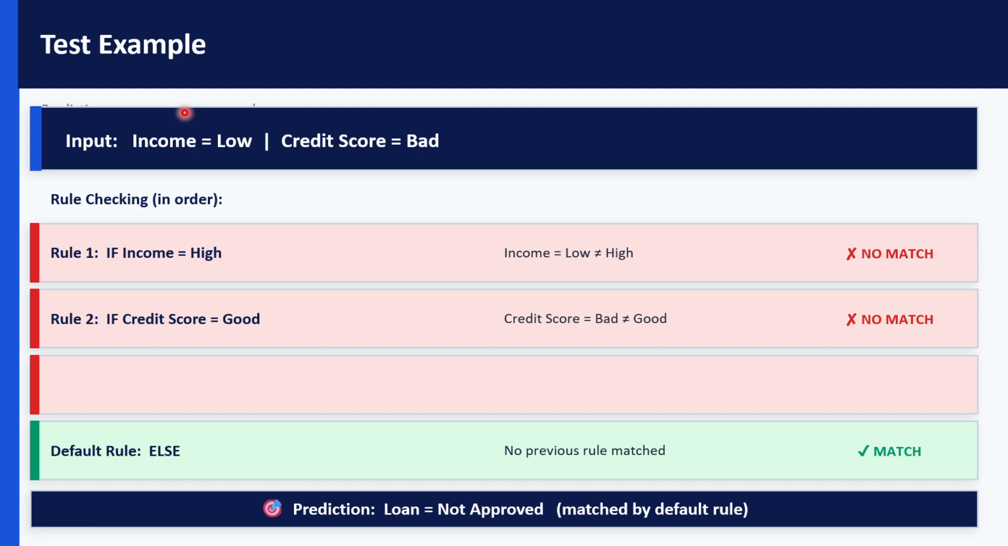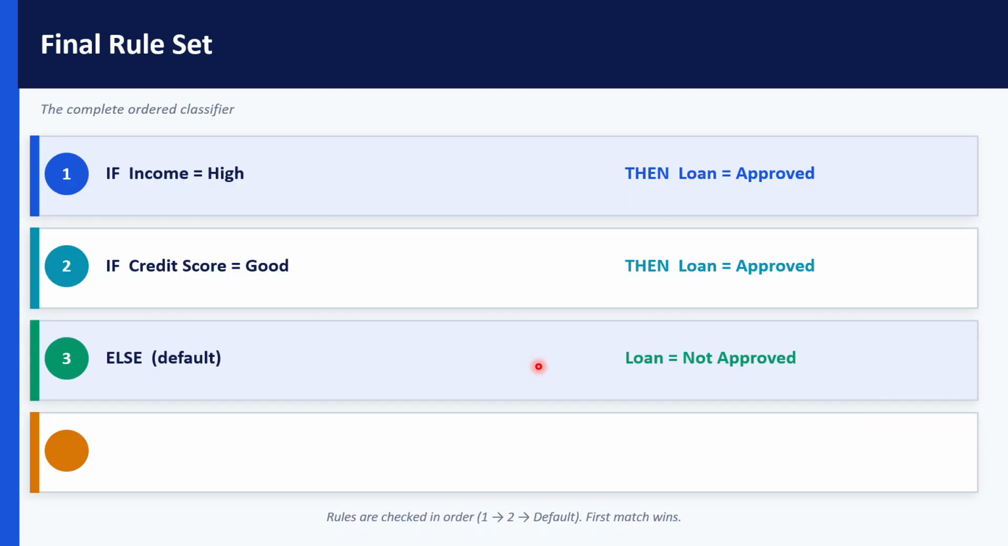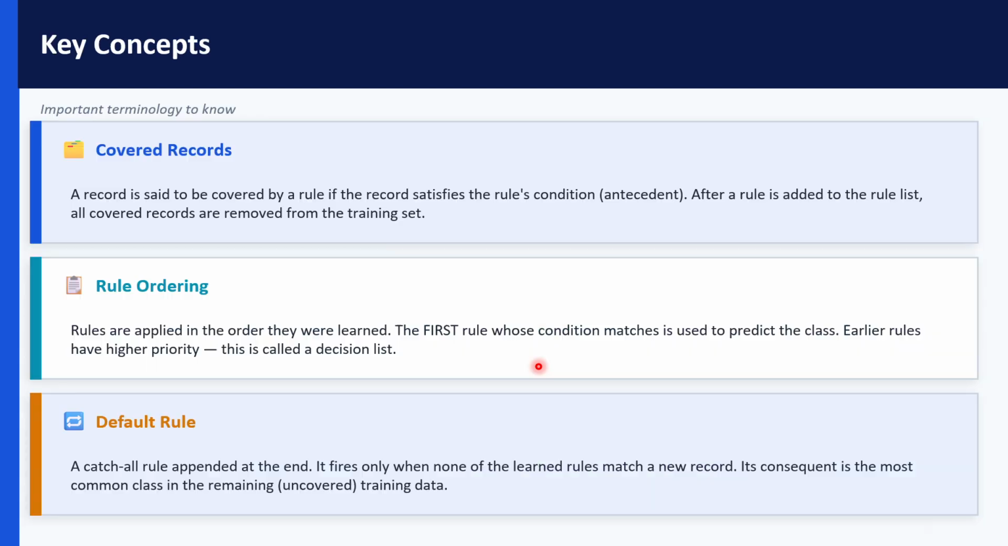Now, let's take a test example as input: income is equal to low and credit score is equal to bad. Our first rule is that if income is equal to high, so this is not matching. We have to go in the ordered manner, so first we take rule number 1, then rule number 2, which is also not matching. We see that credit score is equal to good, but here it is given credit score is equal to bad. So we will go to the default rule, the else rule. This rule is matched, so a match is found. The default rule says that the loan is not approved. So in this case the loan will not be approved.